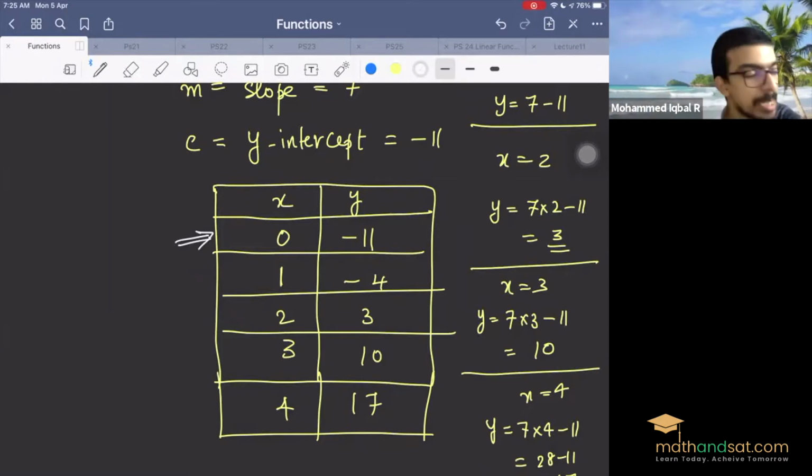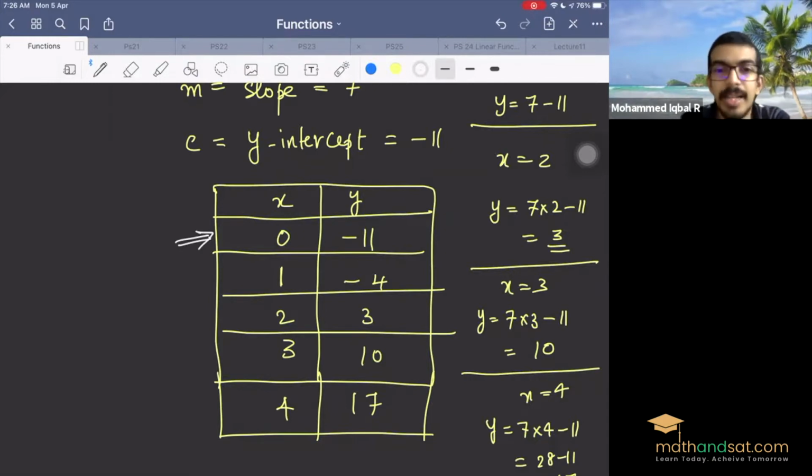Do you see any pattern in the output? My question is simple. The input values are increased by 1 unit. There is a pattern in the output. What is the pattern in the output? Yeah, it keeps getting added with 7, right? Yes, exactly.